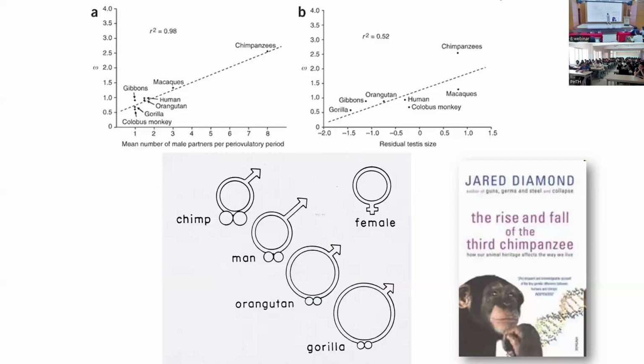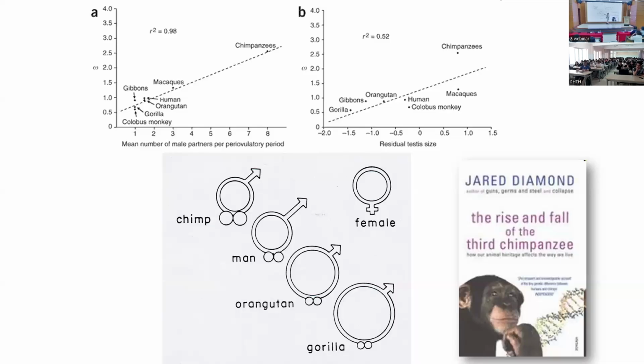So have a look at the gorilla. The gorilla is the big one, very virile. However, he has very small testes compared to the size of the body. It means that the female gorilla is not so interested in having too many partners. Some partners, but not so many.